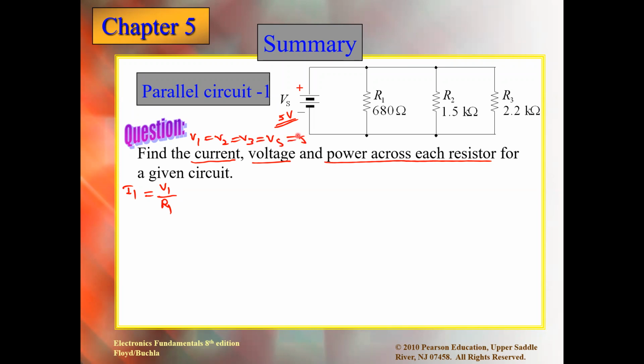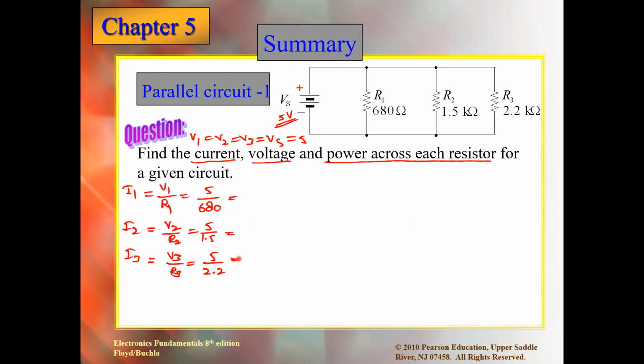Is it clear? Okay, so 5 over 680. I2 is equal to V2 over R2, 5 over 1.5. Please calculate quickly, guys, all these values. I3 is equal to V3 over R3. One can calculate one thing, another can calculate another. Okay, so now we calculated all the currents, I1, I2, I3. Now what next? Tell me the values.